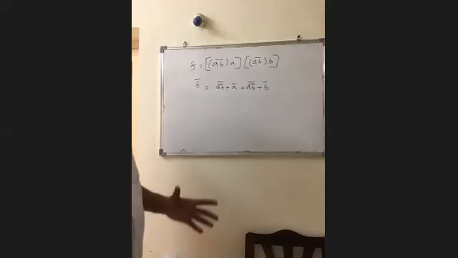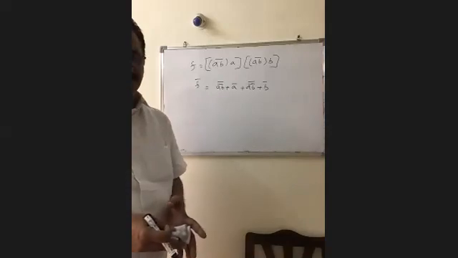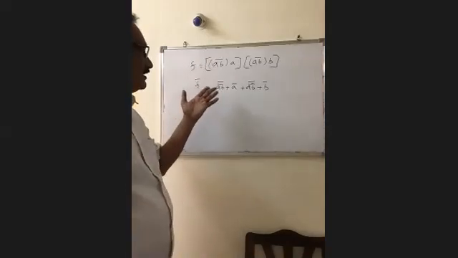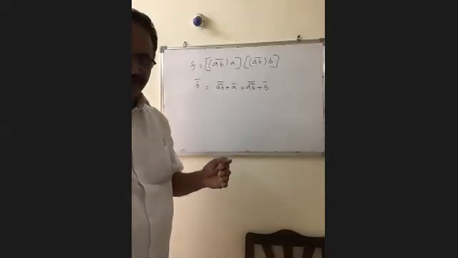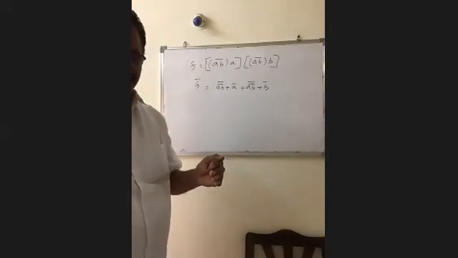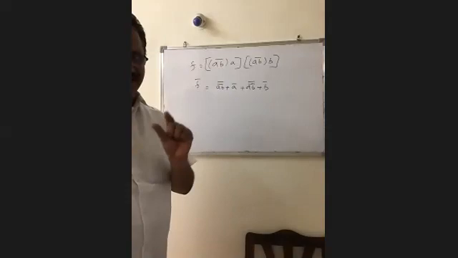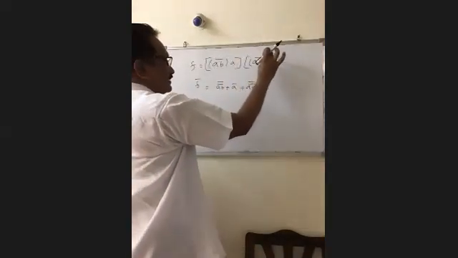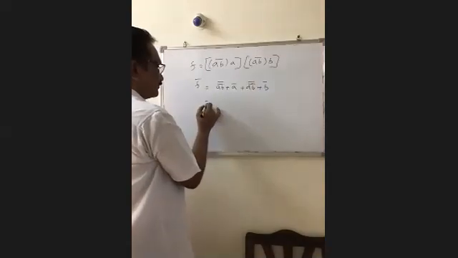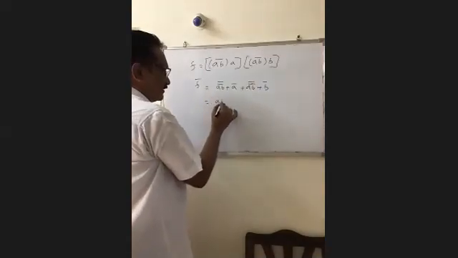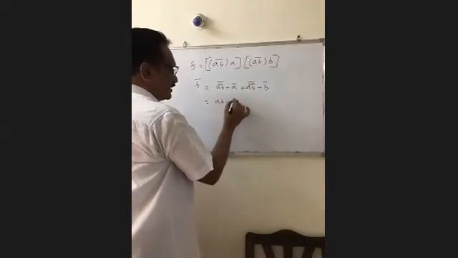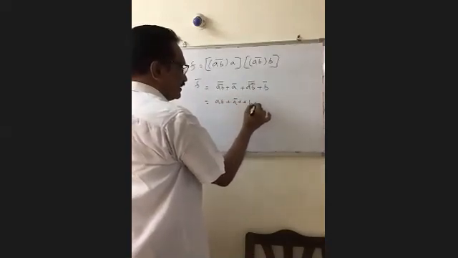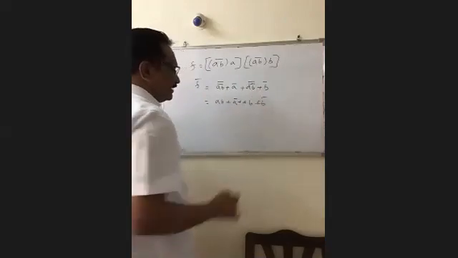What is the procedure in writing the complement of the given expression? Change the operations and complement each literal. So complement this one, this one, this one, and this one. So AB double bar equals AB, plus A bar, plus AB, plus B bar.